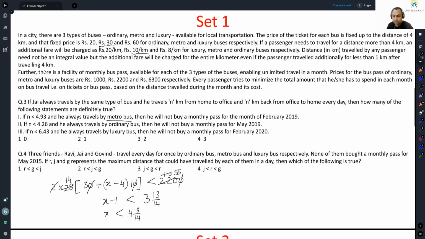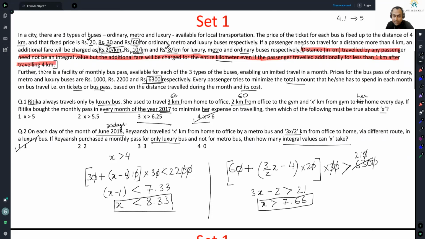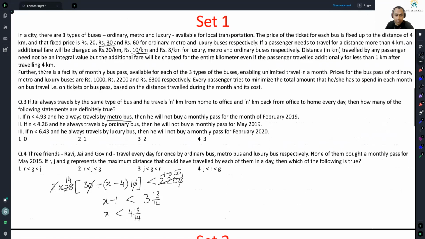But again, do you remember from the first question an insight that we had developed? The limits will never be in decimals. The limits will always be in integers. And therefore, the first statement is flawed. Although this is roughly 4.93, can I say even if his distance was 4.5, he will buy a metro pass? Even if the distance that he had to travel to and fro was 4.5 kilometers, he should buy a metro pass. So this is not true.